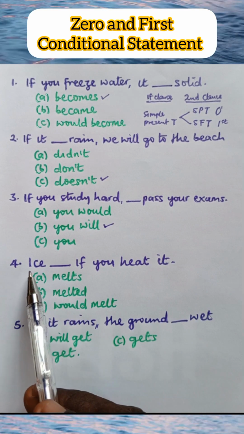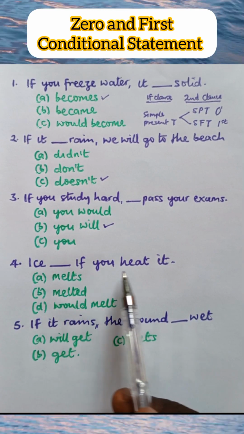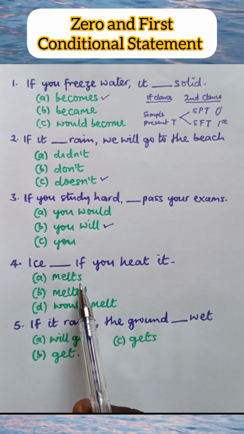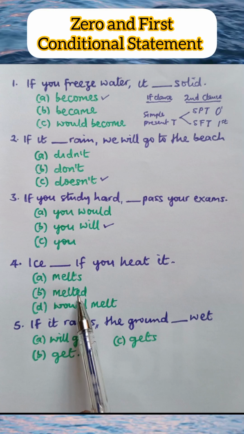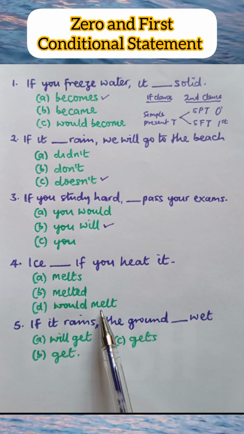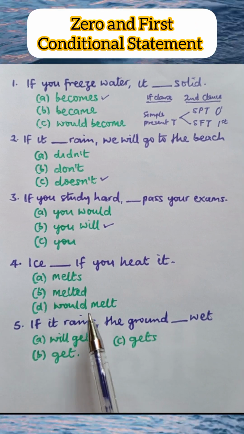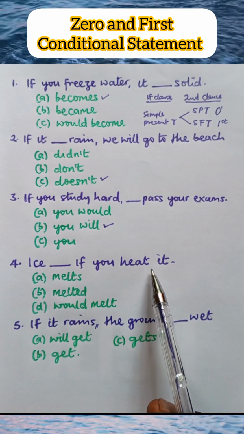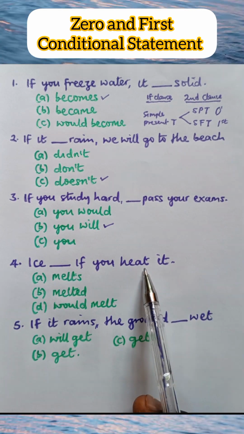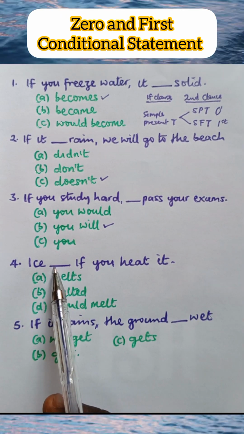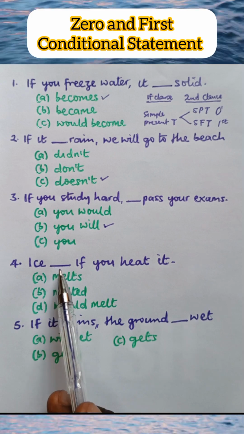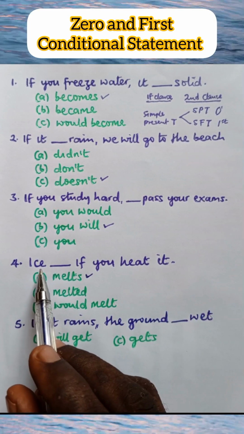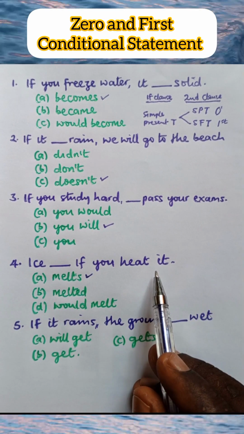Number 4. Ice blank if you heat it. A. Ice melts if you heat it. B. Ice melted if you heat it. C. Ice would melt if you heat it. The verb in the if clause is simple present and the statement is a universal truth, and so the verb in the second clause should be simple present, and this is option A, melts. So the correct answer is A. Ice melts if you heat it.